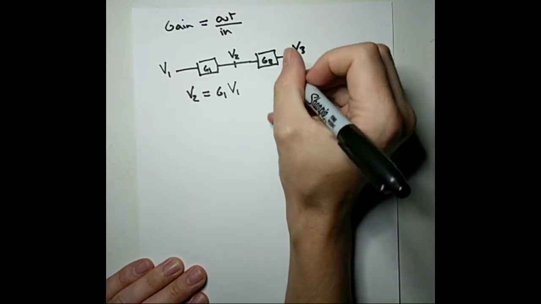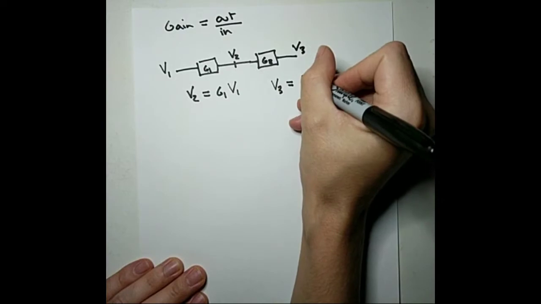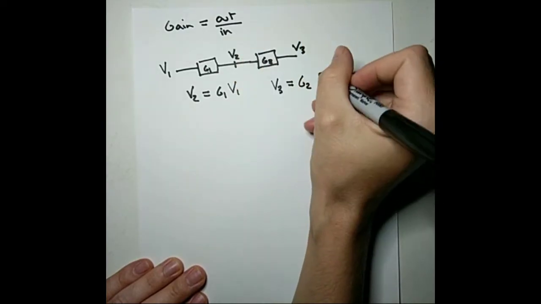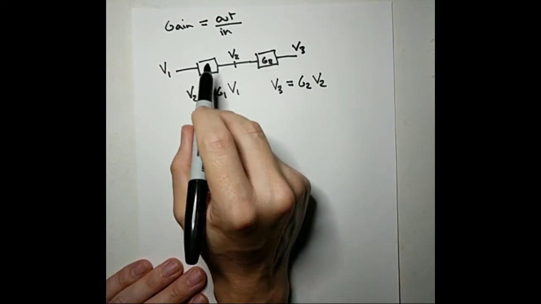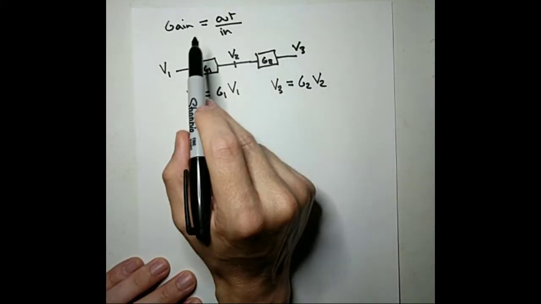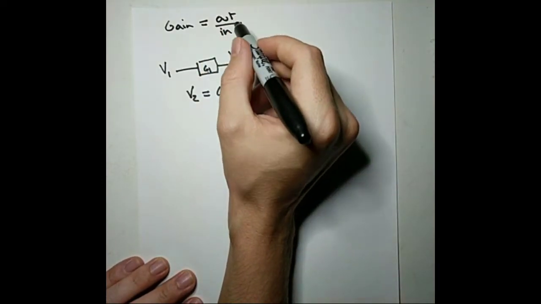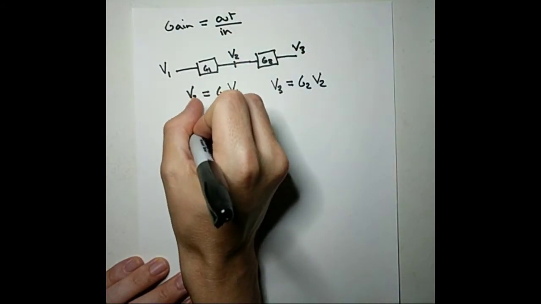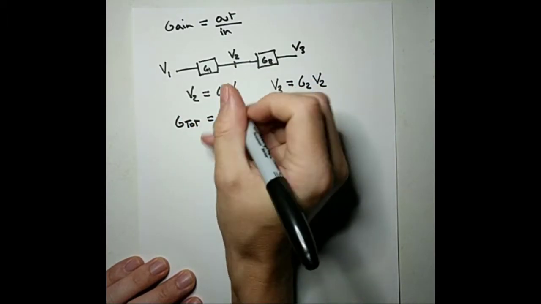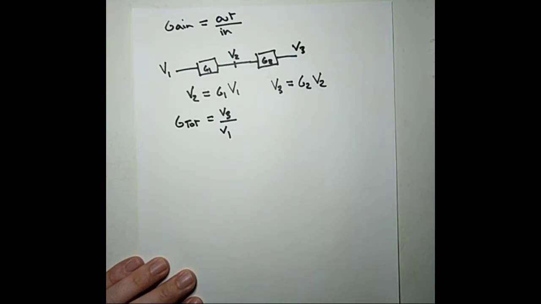Similarly, V3 is the gain of this element times the voltage in. Now if we want to know what the overall gain of this series is, because we just know that gain is output over in, we can say the total gain is V3 over V1.